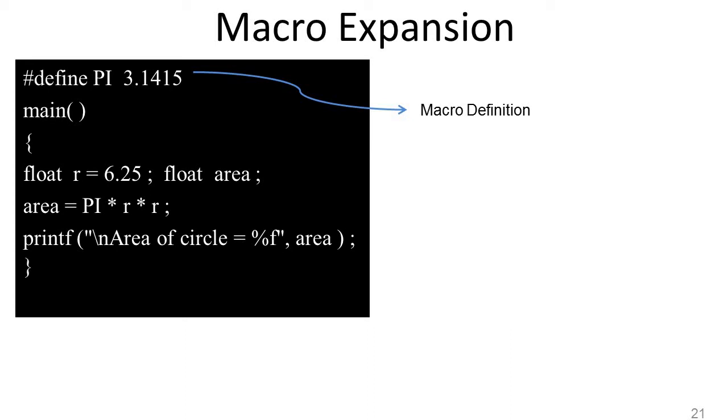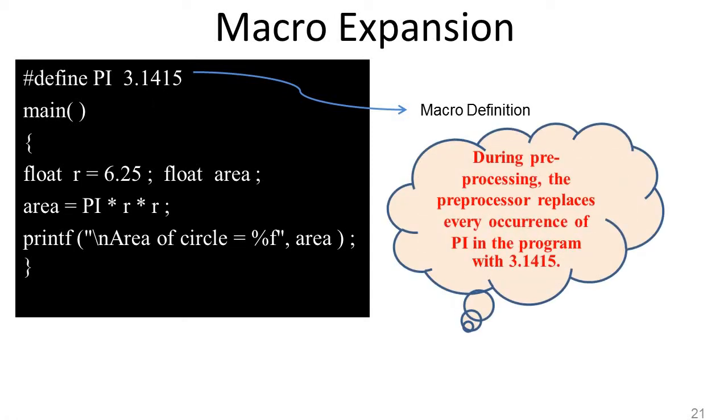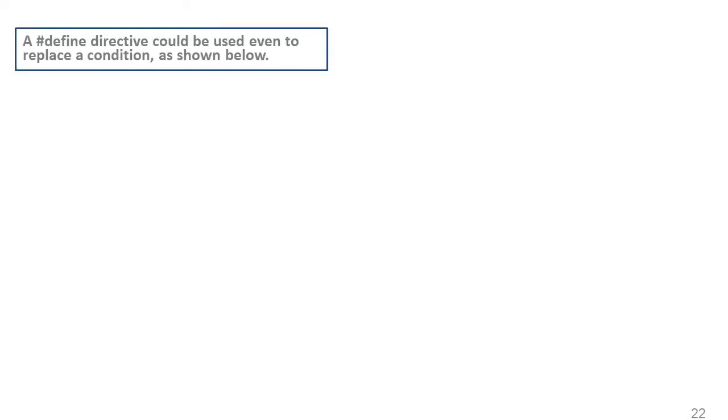Whenever this program is compiled, before that the preprocessor performs its task. And what is the task of the preprocessor? It is to process all the directives in your program. So whenever it finds a line like this, which is a macro definition, and over here you can see this is PI, it replaces PI with its value, that is 3.14. During preprocessing, the preprocessor replaces every occurrence of PI in the program with 3.14. Now let's see some other examples.